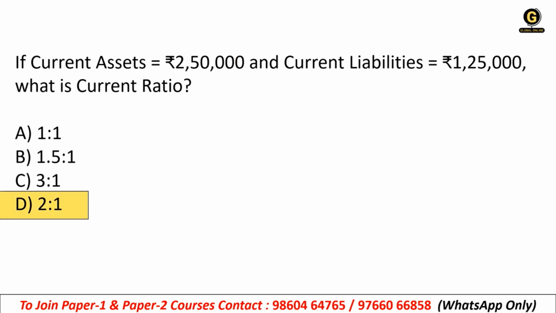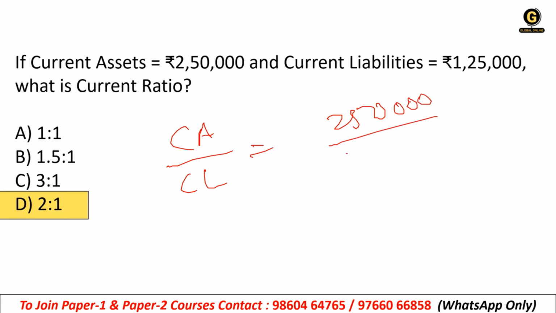Okay, we had the formula: current assets divided by current liability. So what is current asset? 2,50,000 divided by 1,25,000. Clear? Cut the zeros, right? 250 divided by 125. Obviously, that means 2 and 1. 2:1, since 250 is double of 125. Clear? So 2:1 will be the correct answer.